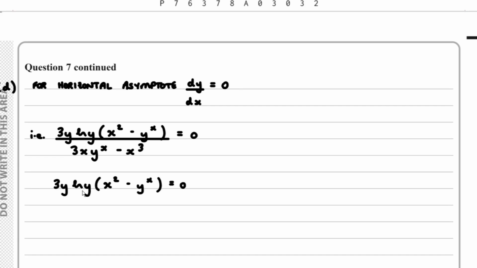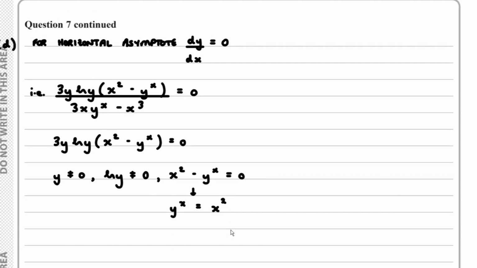So, we've got 3y times the natural log of y times x squared subtract y to the x equals 0. So, I've got 3y equaling 0, meaning y cannot equal 0. And that's obvious by looking at the graph. Then I've got the natural log of y, that can't equal 0. So I've got x squared subtract y to the x equaling 0. And from here, y to the x is equal to x squared, which I will call equation 4.